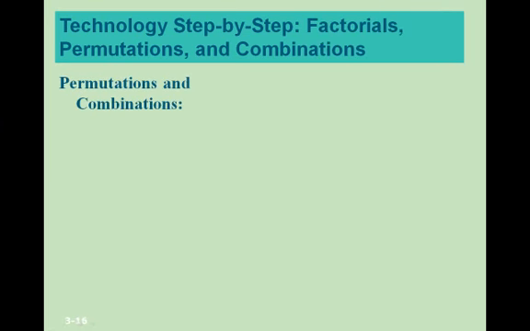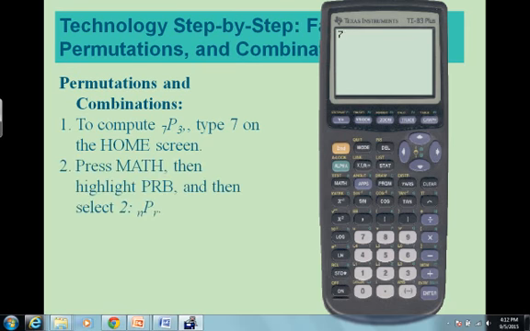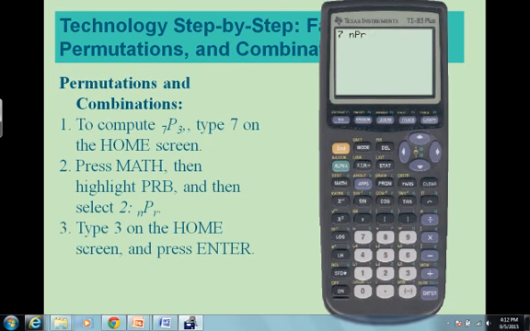Now let's look at technology step-by-step for permutations and combinations. To compute 7P3, or a permutation of 7 objects taken 3 at a time, the first step is to type the 7 on the home screen. Then we press the math button, arrow over to PRB to highlight it, and then select number 2 for nPr. Now we type a 3 on the home screen and we press enter. And we see that our permutation of 7 objects taken 3 at a time was 210.